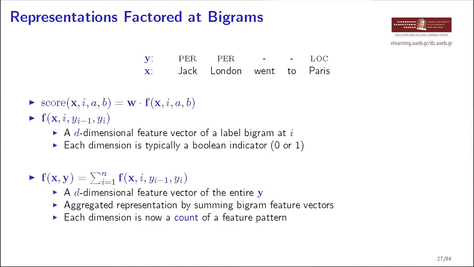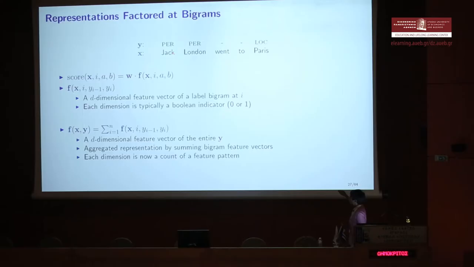So say I have x, y, it's given. At every position, I have one feature vector for this one, for this one, for this one. So all the feature vectors lie in the same space, so I can sum them. I'm going to consider, given an x, y pair, the sum of the feature vectors I consider across all the positions.